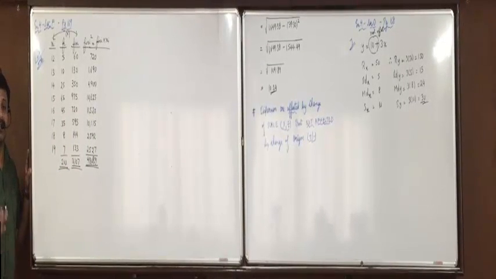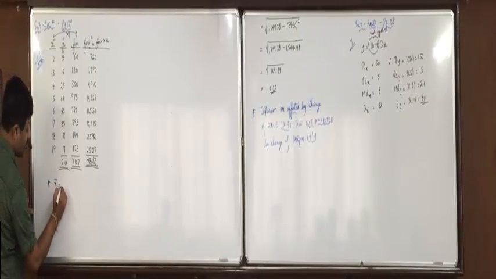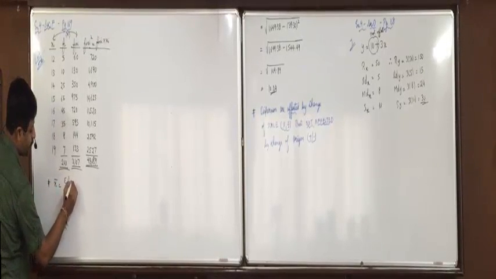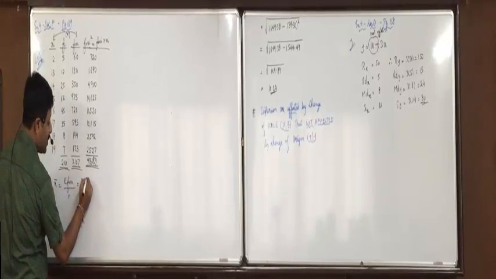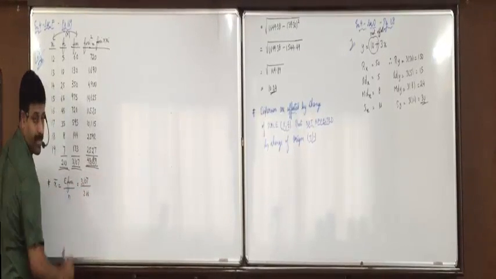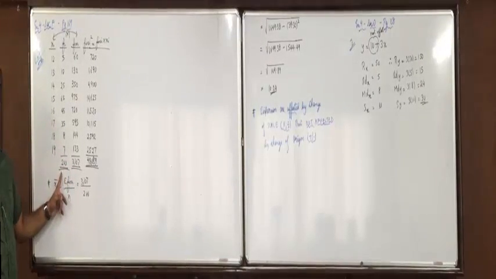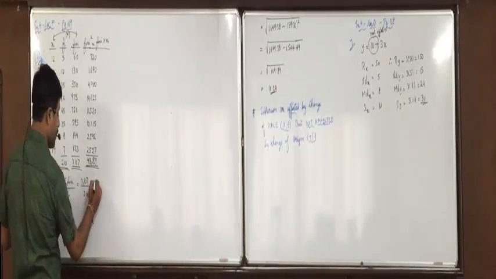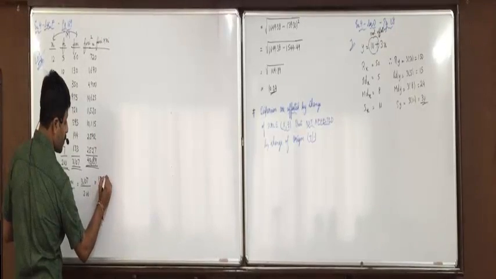Now first we'll find x bar and s. So write down x bar equals sigma fi xi upon n, means 3107 upon 200. See, sigma fi xi is 3107. Do you all understand this? And n is the total of frequency, that is 200. So x bar is 15.54.